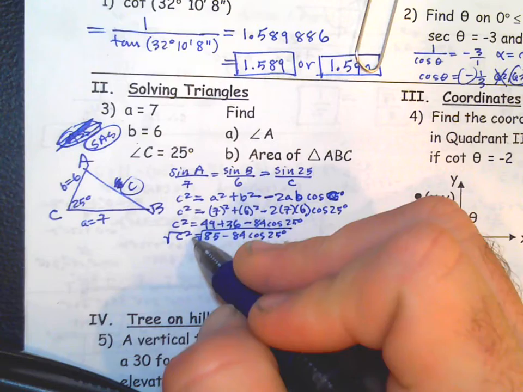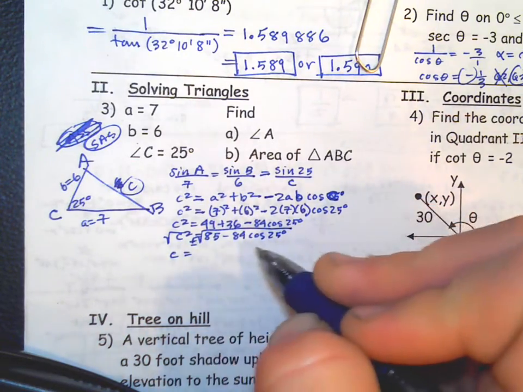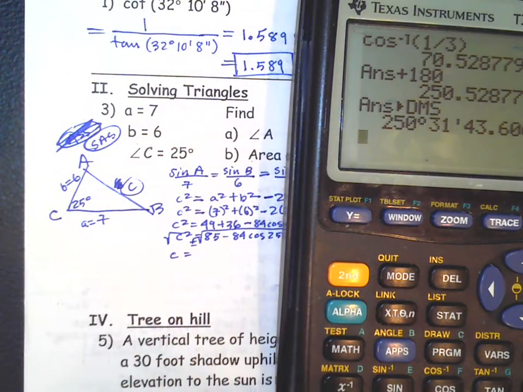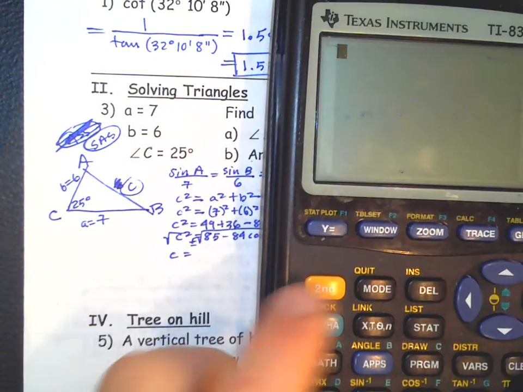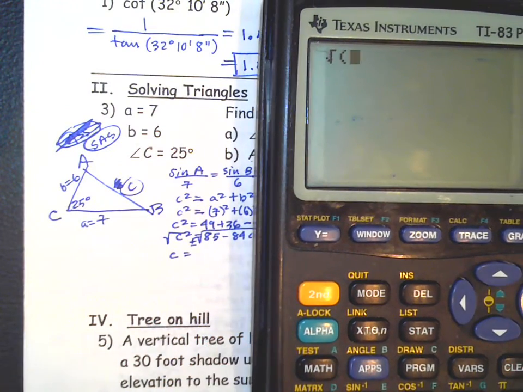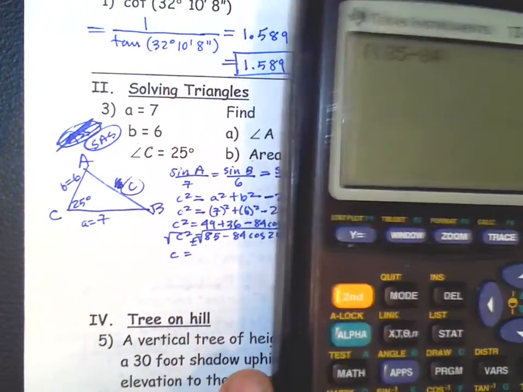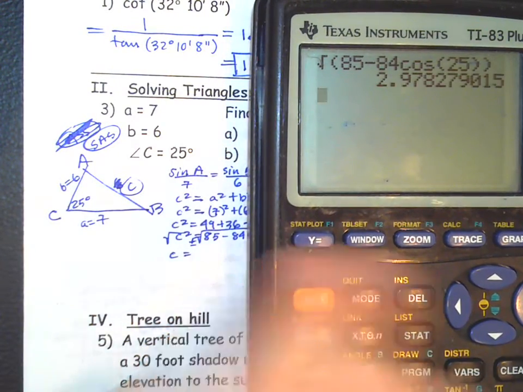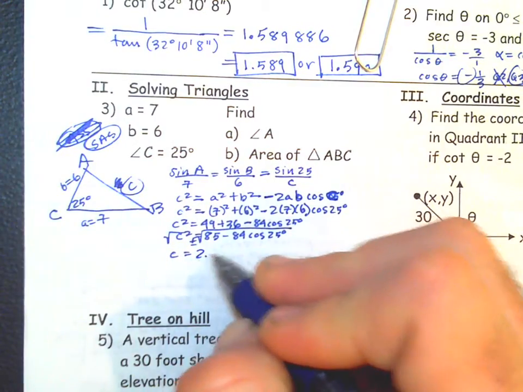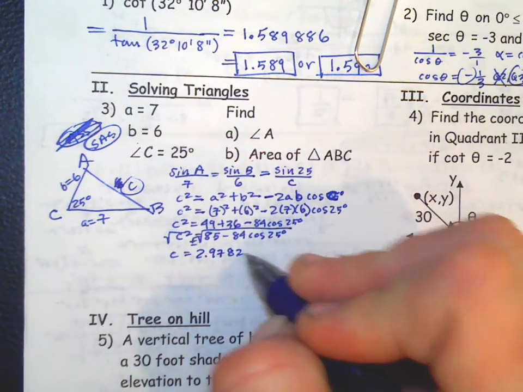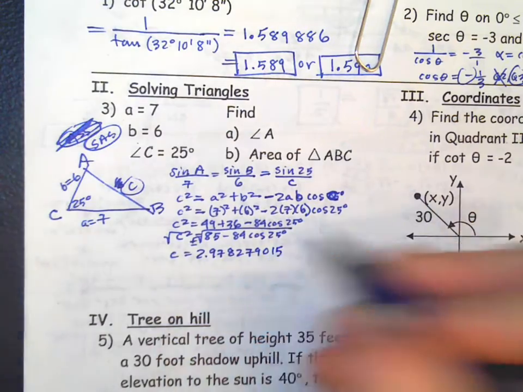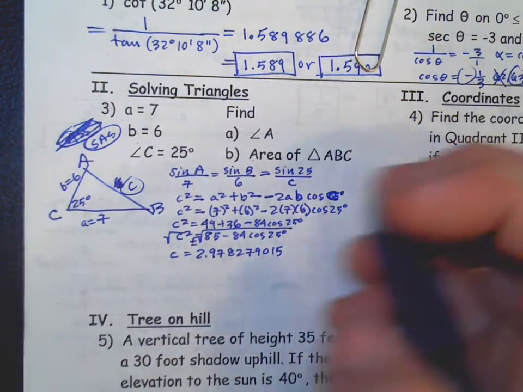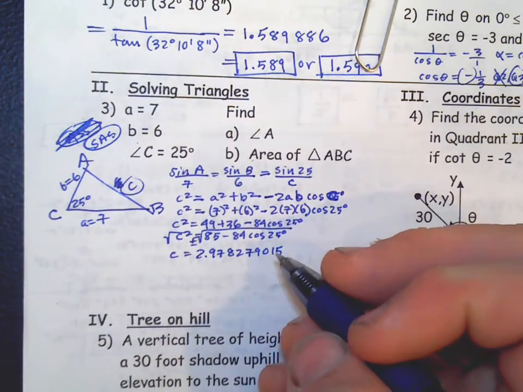Square root of both sides, plus or minus. We're going to use the positive one. So, square root of 85 minus 84 cosine 25. You got to make sure you're in degree mode right now because it's a degree angle. That's our answer. 2.978279015. You need to write more than 3 decimals because you're going to need this for further steps in work. Some of you rounded to 3 decimals here and it threw off your answer and it took off points.